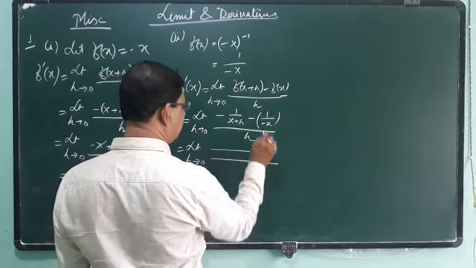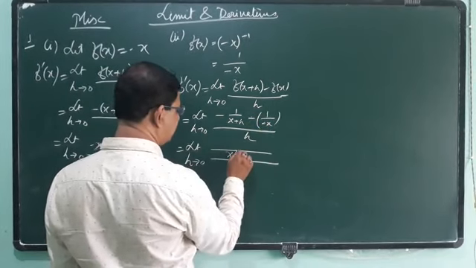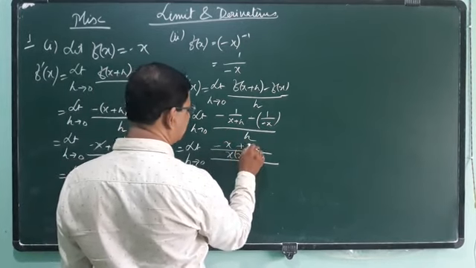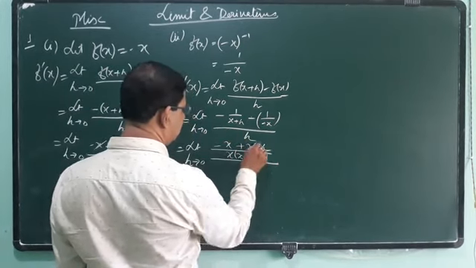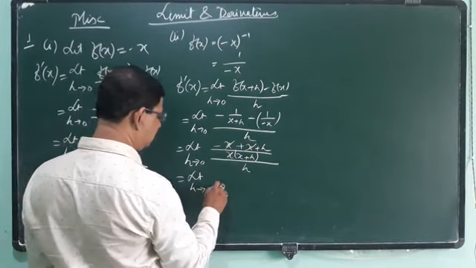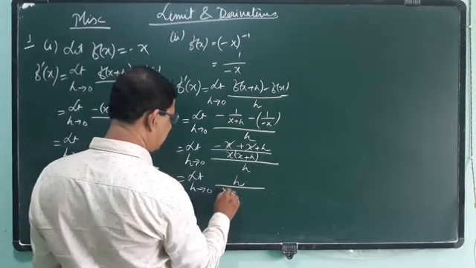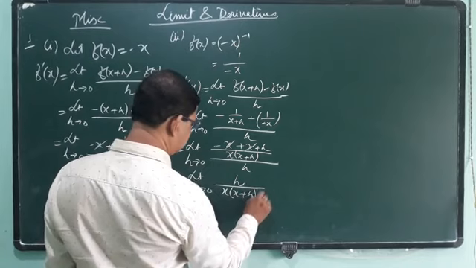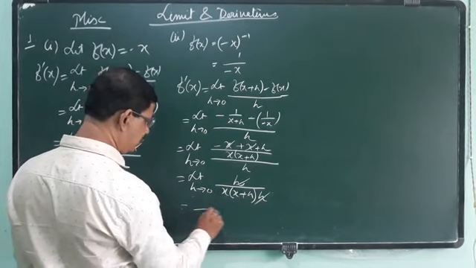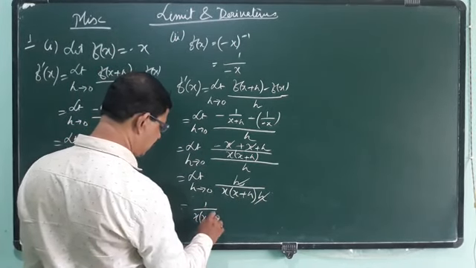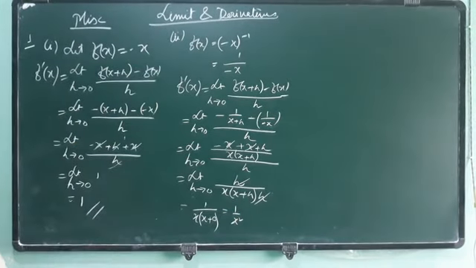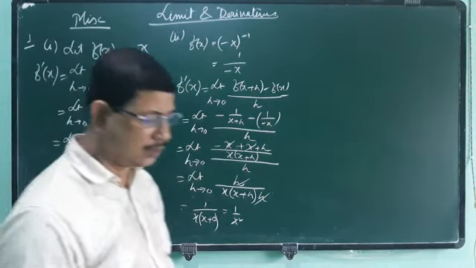Then if we do this, it will be x plus h, then x minus this one, and this one is x plus h. This will cancel. Then limit h tends to 0, h times x plus h. So this cancels. If we take the limit, we put 0, it is 1 by x plus 0. So it is 1 by x square. So this is the answer. You see every step of how we have done it.